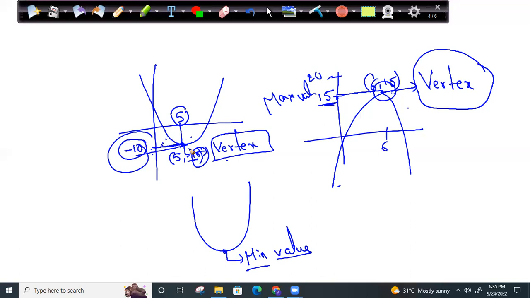So the graph will have a minimum value or a maximum value. The point where the graph has the minimum value or the maximum value is called the vertex. Perfect. Now, how to find the vertex? When the graph opens upwards, it will have a minimum value, because this is a minimum. When the graph opens downwards, it has a maximum. This 15 is the maximum. It cannot go above 15. Whenever I say minimum value or maximum value, it all represents the y value itself.